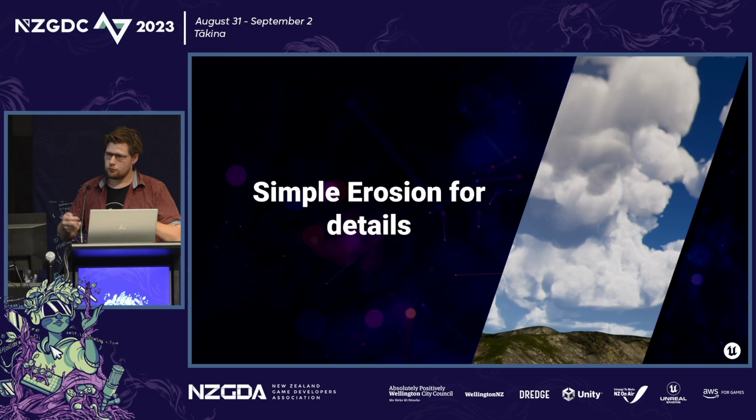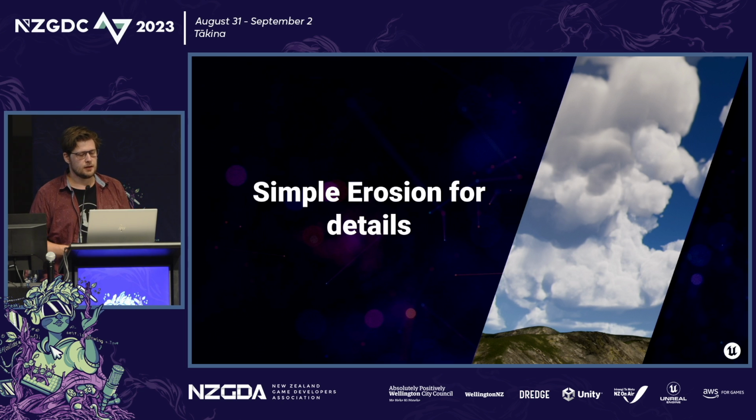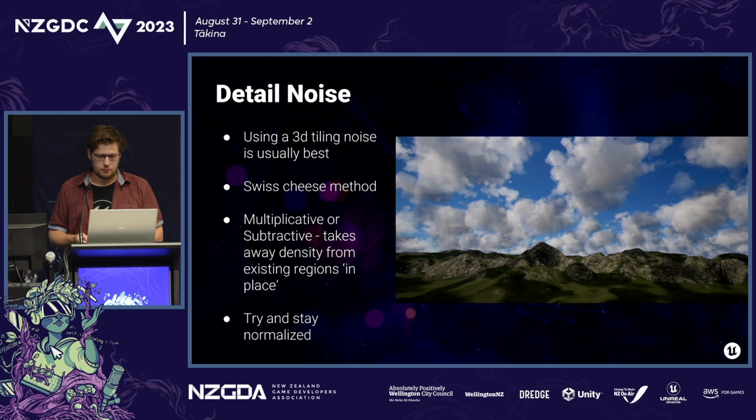So now we have our rough cloud shape given by that 3D texture, and we want to add some actual details to these clouds. So what we normally do is use another tiling noise texture to erode holes in the clouds. And we can multiply or subtract holes, doesn't really matter. As long as you stay in that normalized range between 0 and 1, before you have your final density multiplier, you can subtract or multiply, up to you.